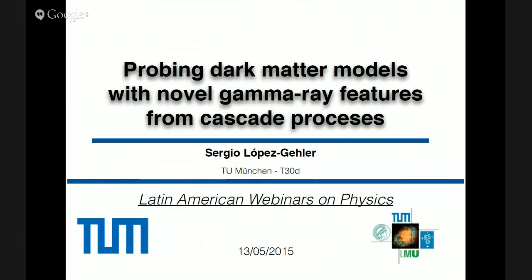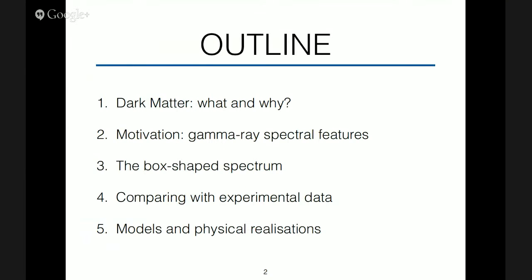As Federico said, I'm going to talk about some novel gamma ray features coming from cascade processes, which is mainly my work during my PhD. Briefly, the outline of my talk is this one. First, a very brief introduction on dark matter, a motivation on why spectral features in the gamma ray spectrum are important, and then I'm going to go into my topic presenting you these box-shaped spectra, and then comparing with experimental data and showing some physical realizations and models.